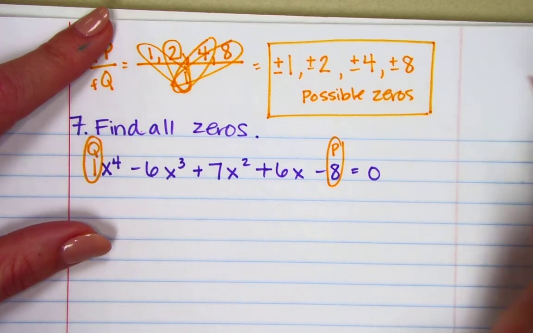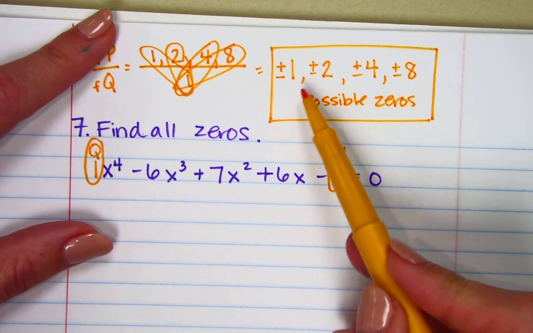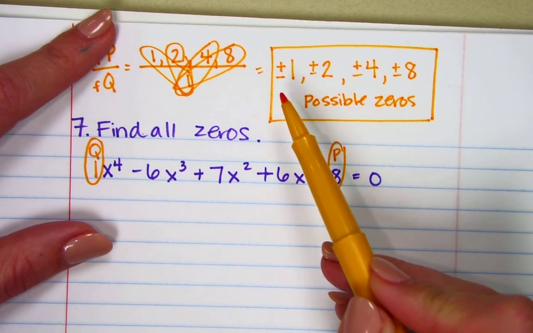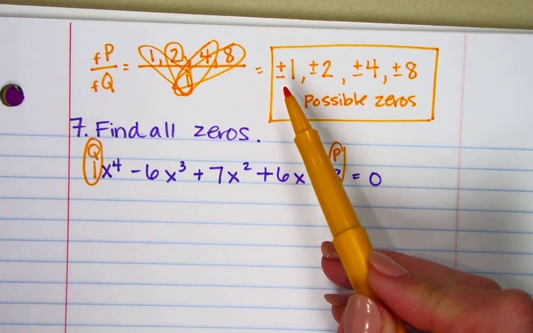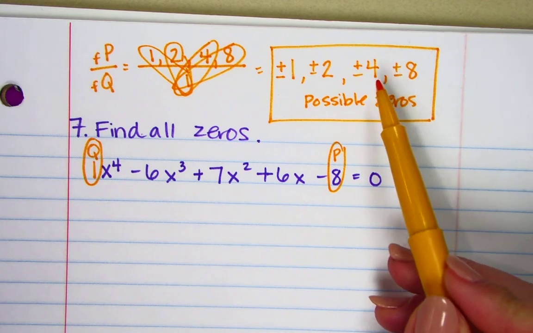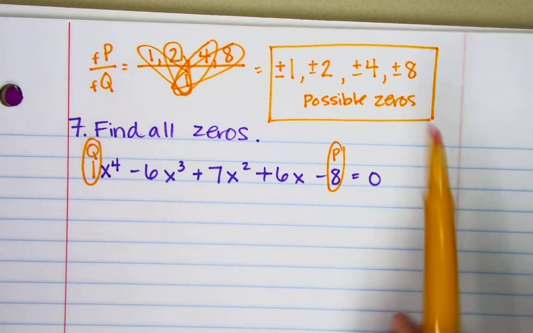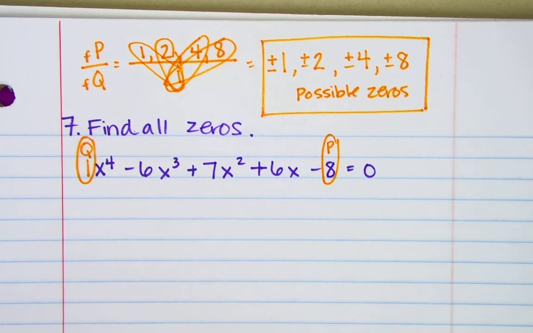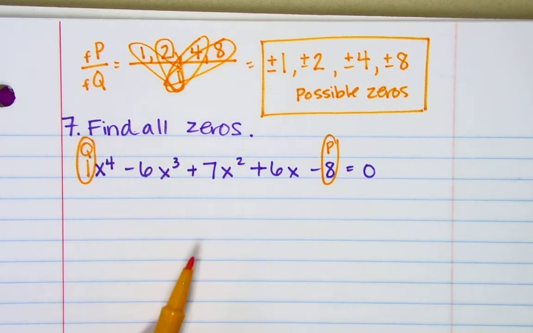Okay, and this is a good one because there's not that many. There's 4 numbers, positive or negative. So that's 8 possibilities. Positive 1, negative 1, positive 2, negative 2, positive 4, negative 4, positive 8, negative 8. And we're going to use synthetic division to simplify our problem further.